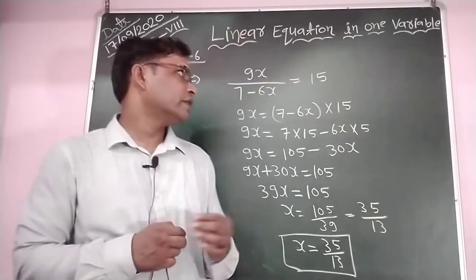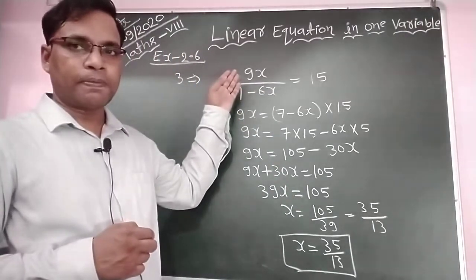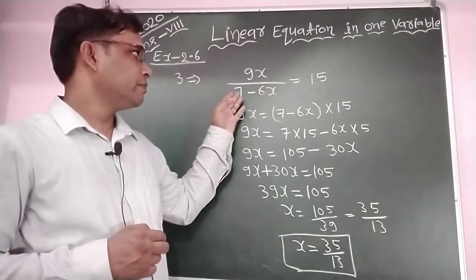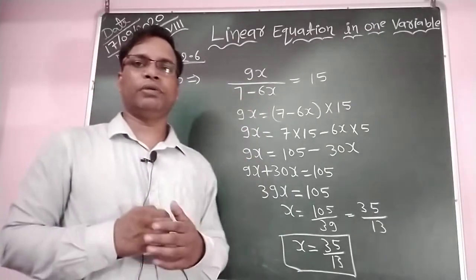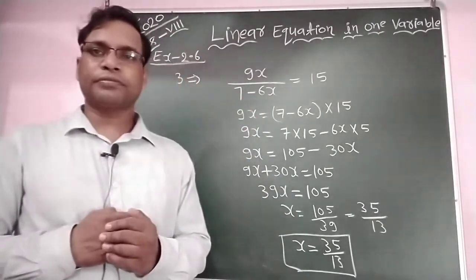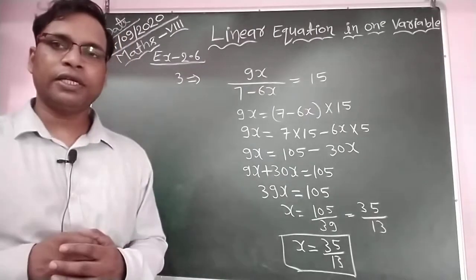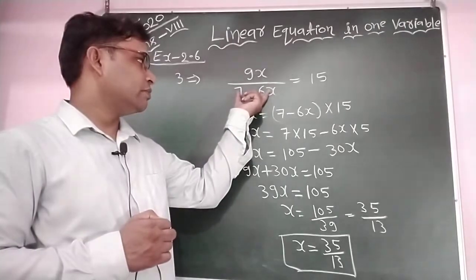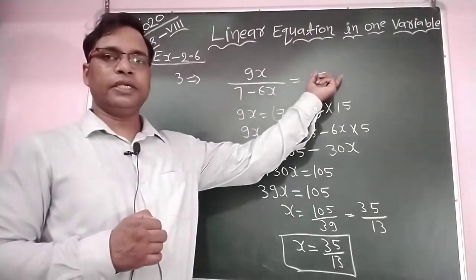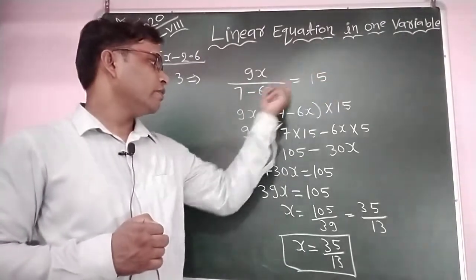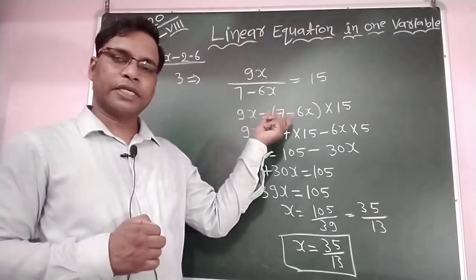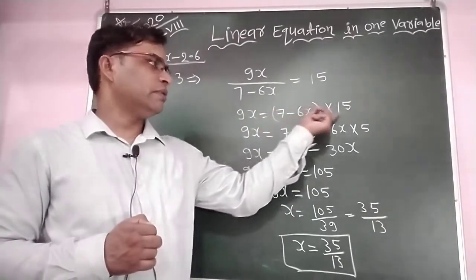In this question, you can see here, this is a rational expression, 9x upon 7 minus 6x. This is equal to 15. This is also a linear equation. We need to find the value of x. So for this, first we transpose this part to the right hand side. So we have in the left hand side 9x, and we have in the right hand side 7 minus 6x into 15.